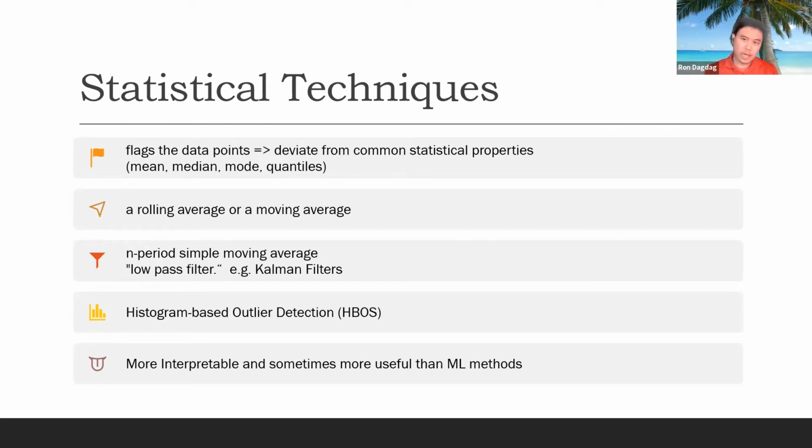Also histogram-based outlier detection can be part of statistical techniques, where you look at the histogram, especially for image processing, right? And the advantage of using statistical techniques is it's easier to interpret compared to using machine learning methods. It's easier to calculate and explain, hey, you take the average, right? Or show it in a graph and show the moving average, compared to any other machine learning methods.